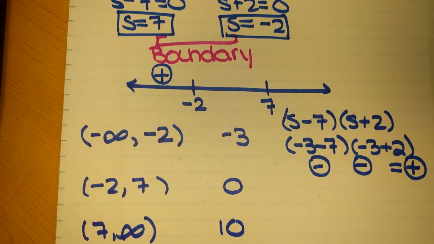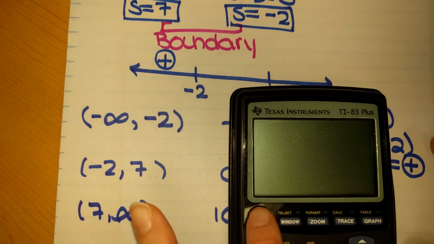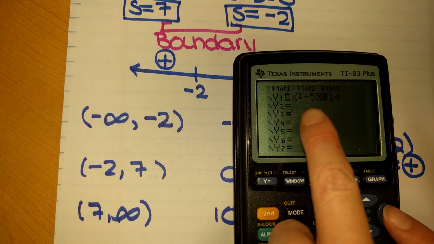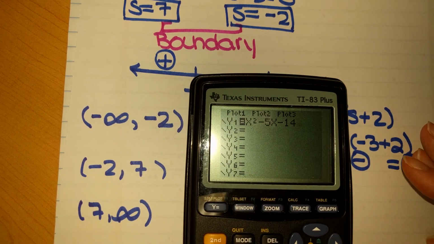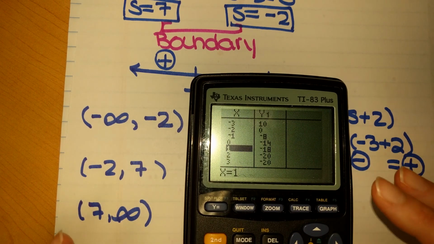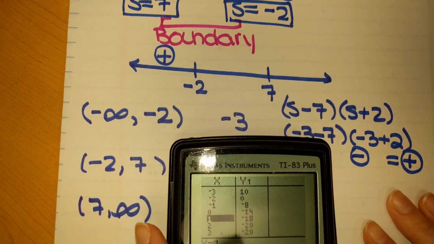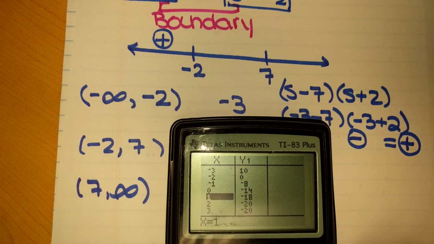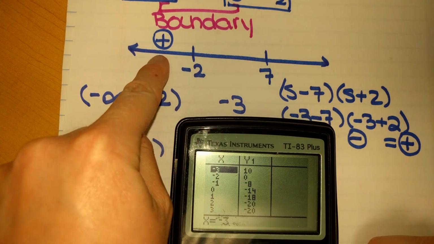Now, if you're under time pressure and you just want an easy way out, you can go on your calculator and type in the x squared minus 5x minus 14. And then remember, we can hit second table, and that gives us a whole table of values. So when I decide that I'm going to test negative 3, I could go to my table and say, okay, at negative 3, it's giving us a positive 10. So that would tell me that it's positive here.